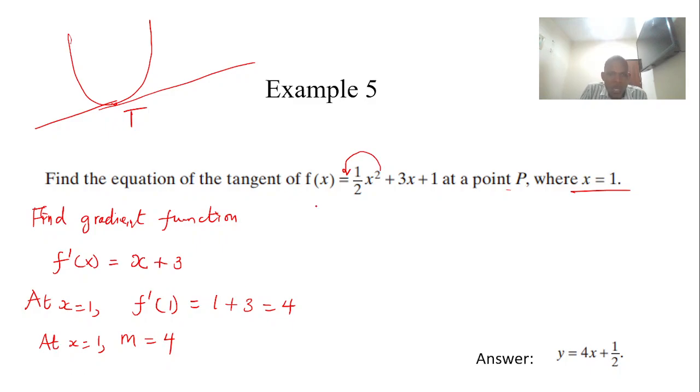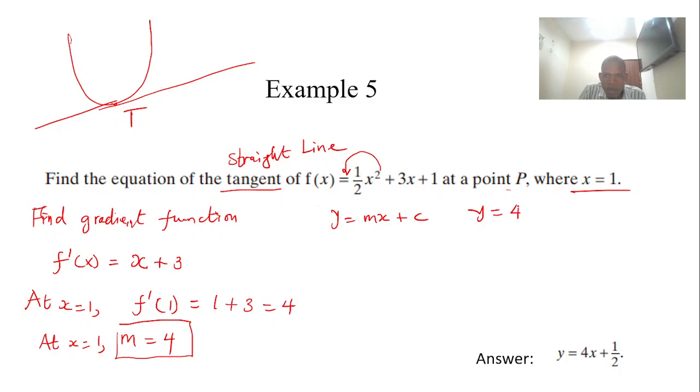Now we are going to use the equation of a straight line, y equal to mx plus c. Because my tangent is a straight line, take note, that's why I'm using the equation of a straight line. Now we have the value of m already as 4. So plug that in here. So I have y is equal to what? You have 4x plus c. Now we have to find the value of c, and that gives us the answer.